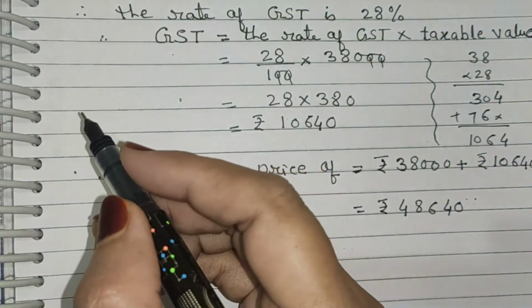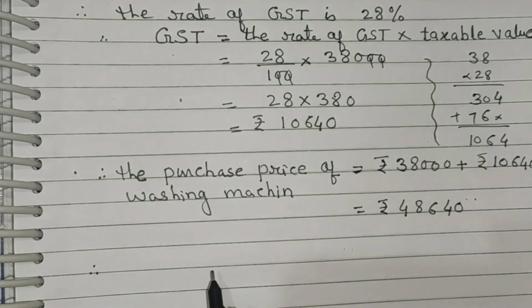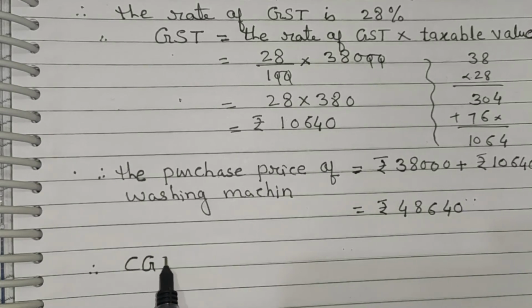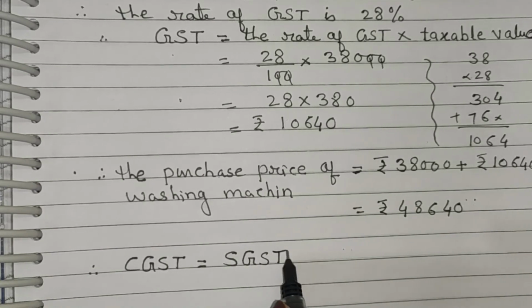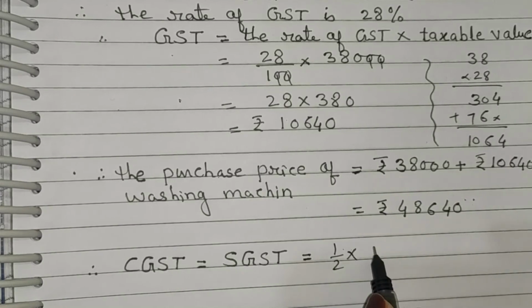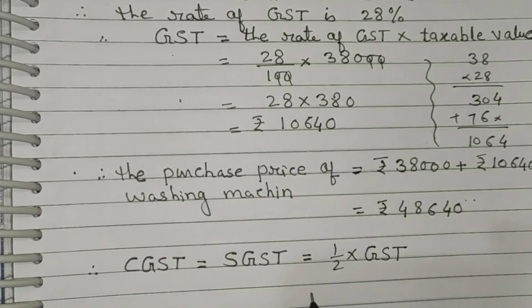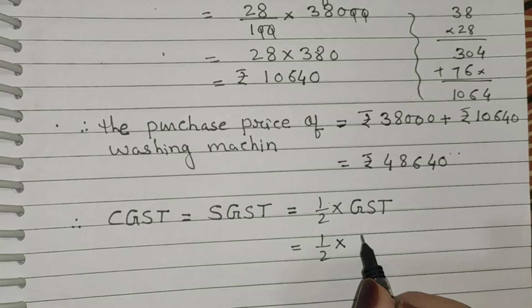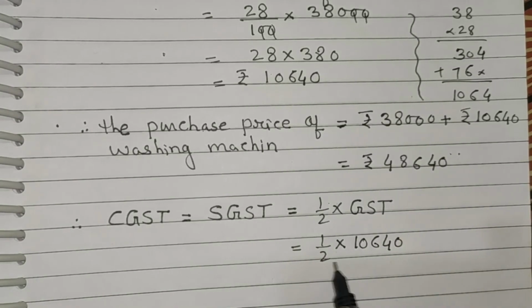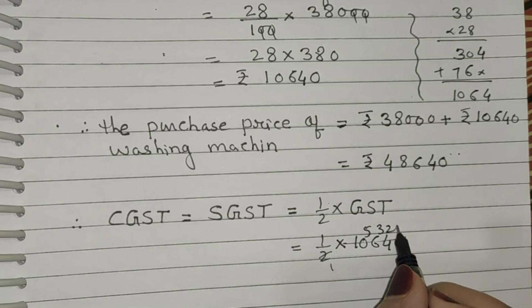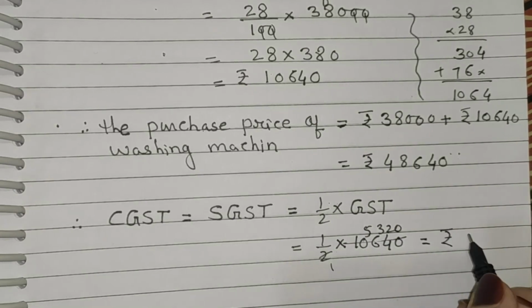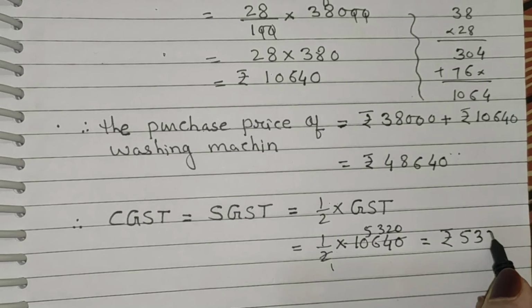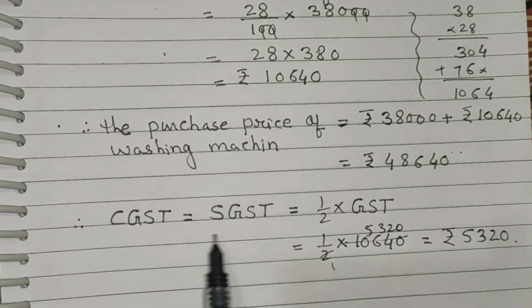Now the next one is also find the amount of CGST and SGST. Therefore we know that the amount of CGST is equal to the amount of SGST. Both are equal to half of GST. Now substituting the values, we get half into, now the GST is 10,640. Cancel it. 2 5s are 10, 2 3s are 6, 2 2s are 4 and 0. Now we get here rupees 5,320. It is the amount of CGST and SGST.